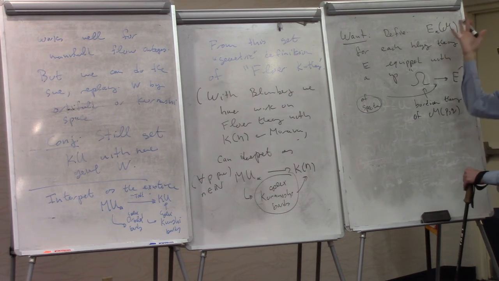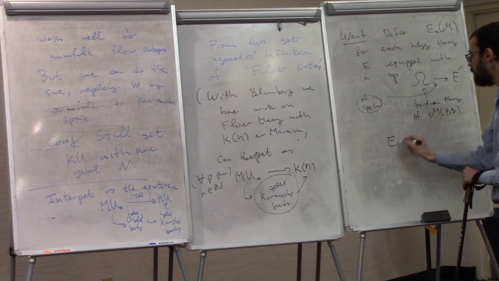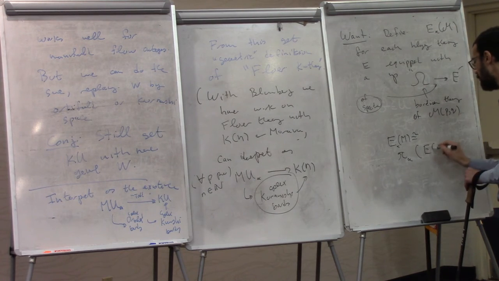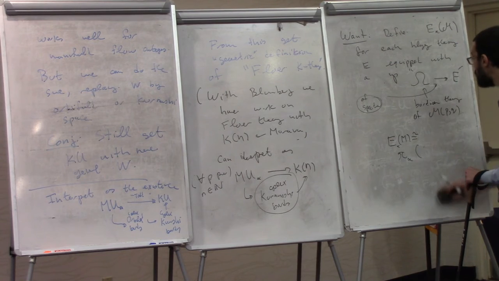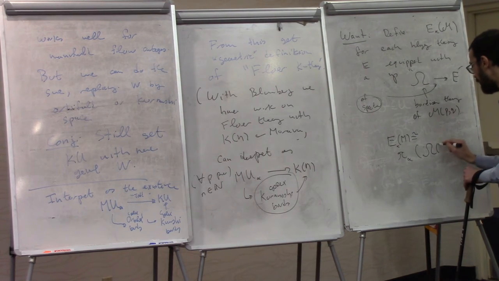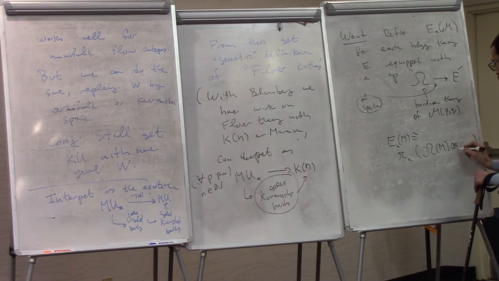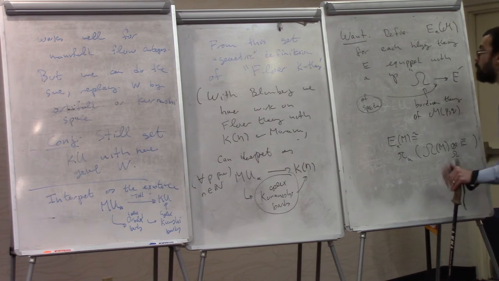How would you do this? It's tautological. E of M should be defined as the homotopy groups of E of the spectrum omega of M. And I'm going to write tensor, maybe people would write smash, tensor over the theory omega with E. So it should not have the structure of module. Sure, it does not need to be a ring.